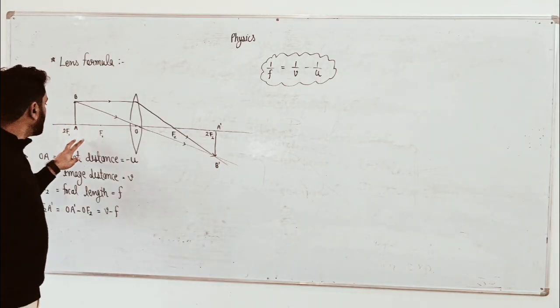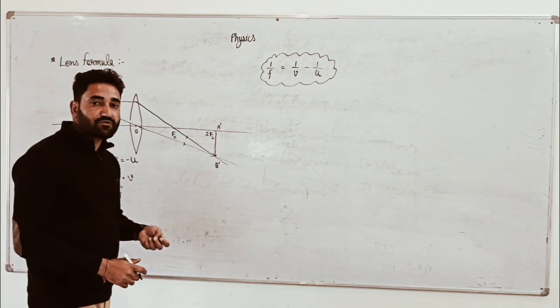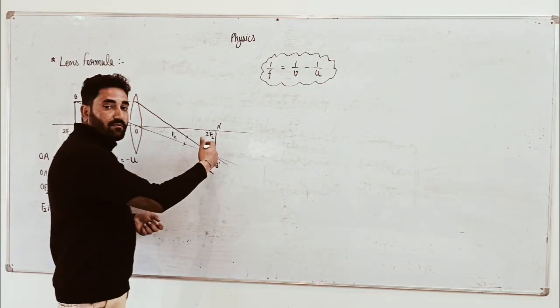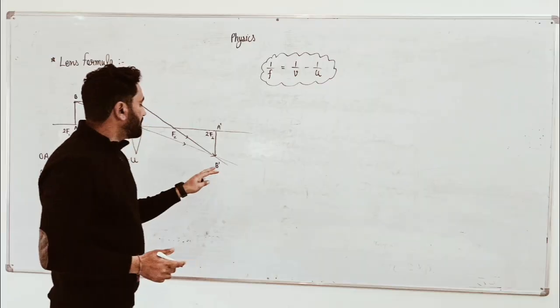And if we place the object between f and 2f, then in theory we also know that the image will form after the 2f point. So here A dash B dash is its image.